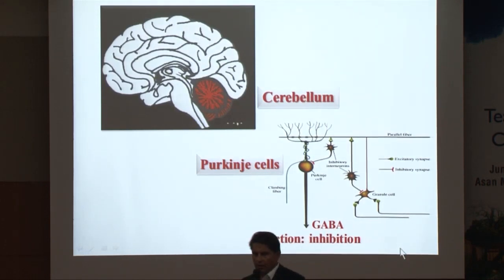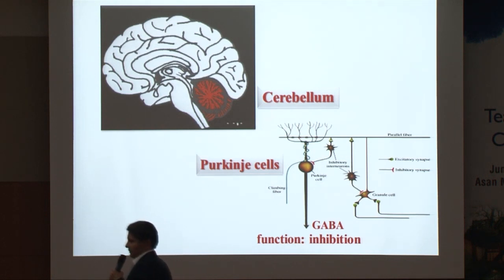Last 5 minutes, cerebellum. Cerebellum is highly neglected, although the cerebellum contains more neurons than the cortex, although the cerebellum is a key structure for keeping our balance and for proper eye movements. What is the basic function of the cerebellum? It's like the brake of your car, of your bicycle, because the only output is inhibition via GABA.